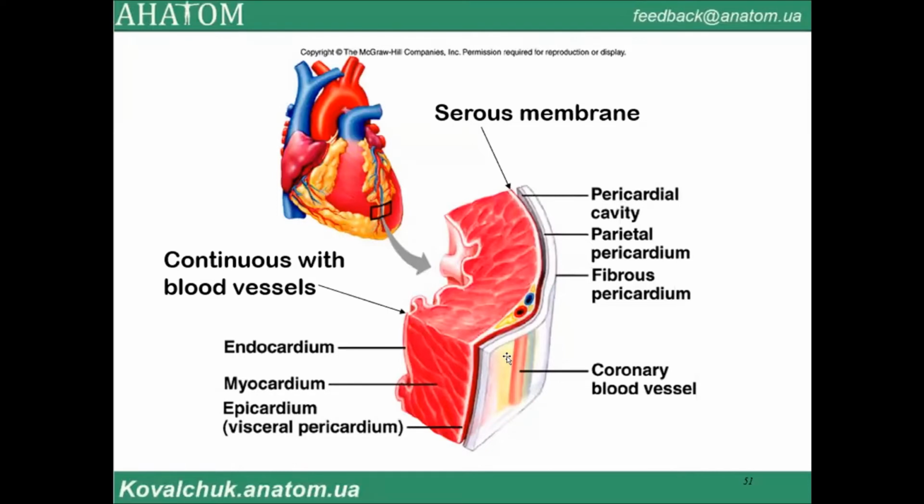Here in the heart, it's the visceral layer of pericardium, with the name epicardium. And the parietal pericardium, together with the visceral, is the pericardium. It's a special sac for the heart, yes? Okay.